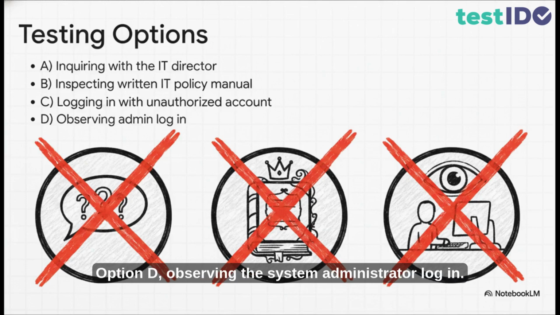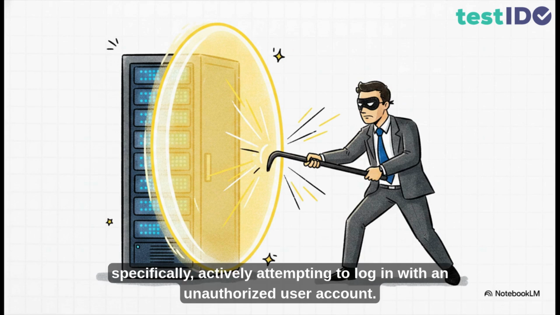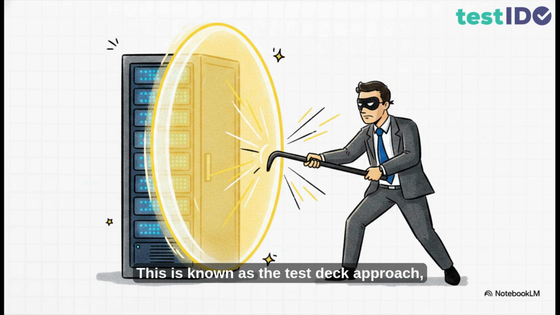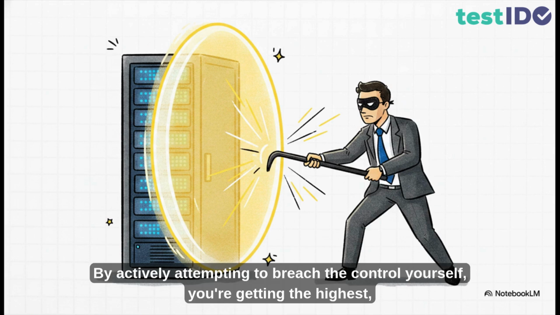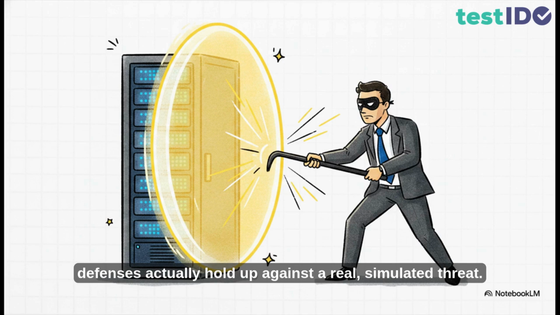Option D, observing the system administrator log in. That doesn't test unauthorized access at all, does it? It just proves the admin knows how to log into their own account. So that leaves us with the correct answer, option C, specifically, actively attempting to log in with an unauthorized user account. This is known as the test deck approach, which is a classic form of reperformance. By actively attempting to breach the control yourself, you're getting the highest, most definitive level of assurance because you are proving the system's defenses actually hold up against a real simulated threat.